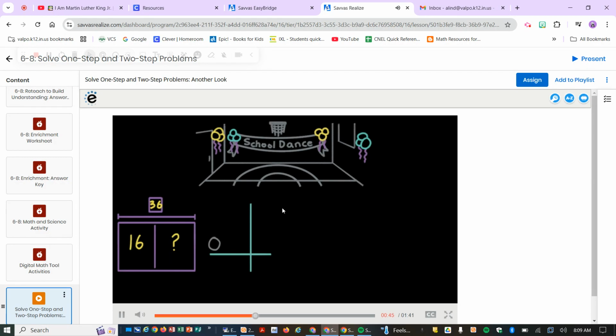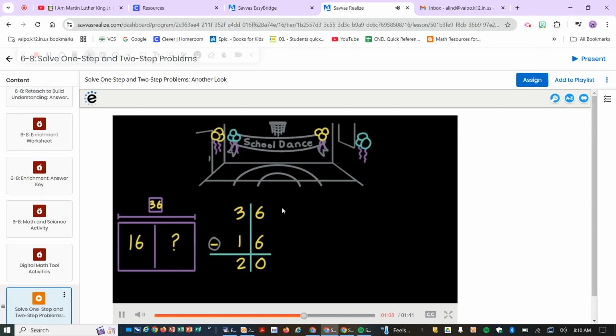How many students were in the gym after they left? Now, I'll write a subtraction equation using the bar diagram to help. So I have 36 minus 16 equals 20. Now, I have to figure out how many students there are now by adding the students that came in.